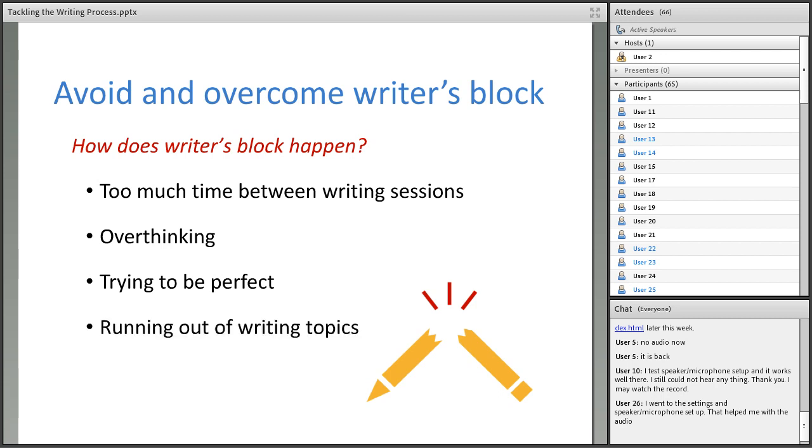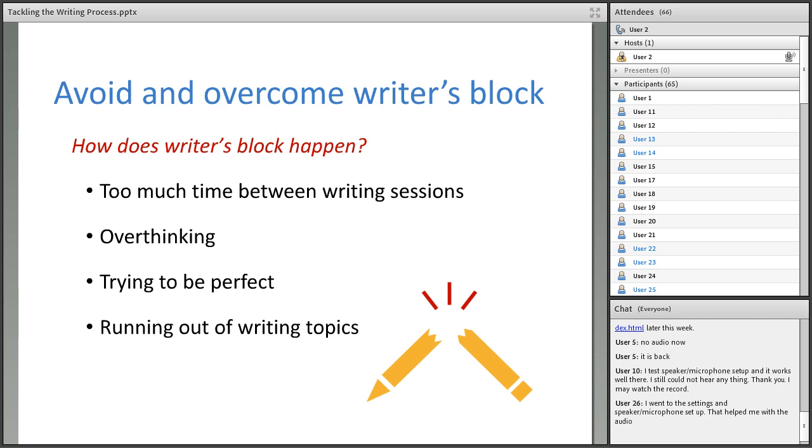Running out of things to write about. To help prevent writer's block, you should always write ideas down as they come to mind. And then keep those written ideas handy at all times. There are tons of smartphone apps out there that can help you with this, or you can just carry a notebook.